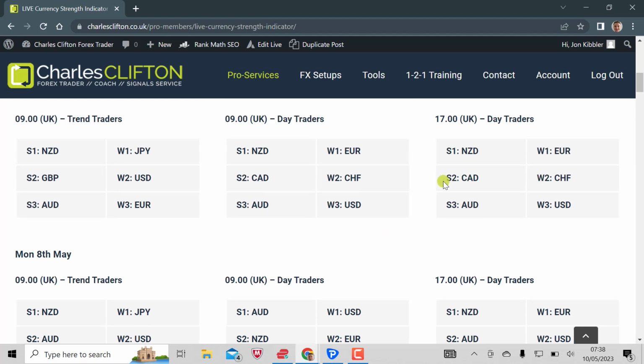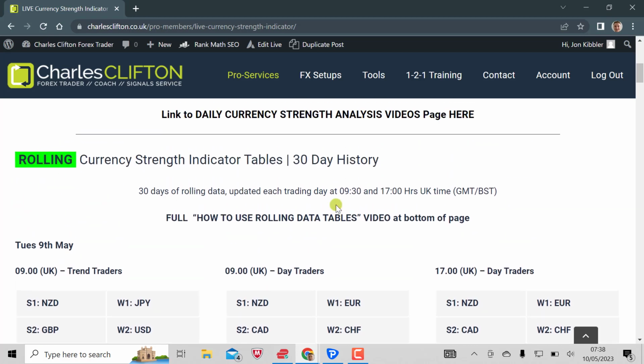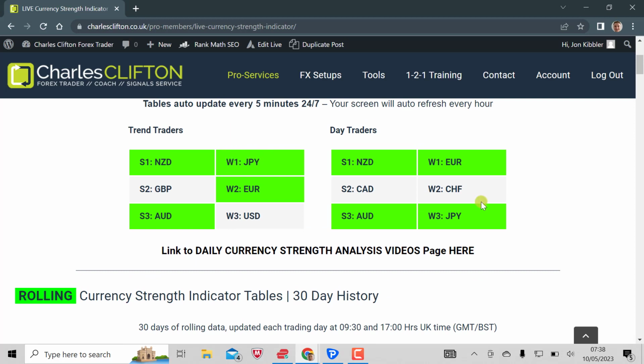Now, what we like to say is, okay, we've got the pre-signal with the Kiwi, but we're waiting for a currency to then appear on the weak side of the tables. The yen has just done that. So the yen is now W3 here on our day traders table, and as you can see up here as well on our trend traders, it is the weakest currency. So that's telling me that there's potential for the yen to start to weaken again.